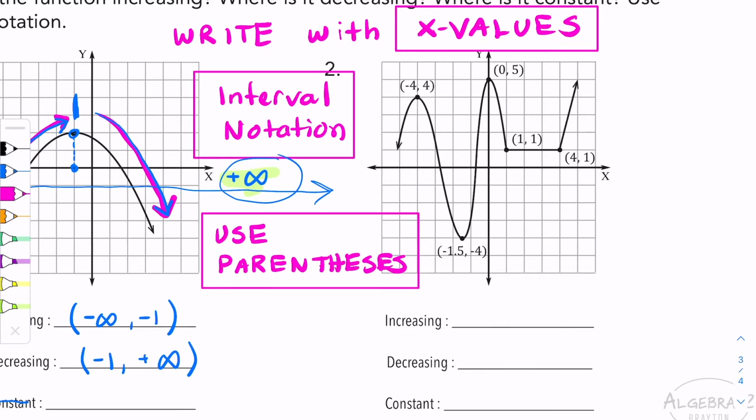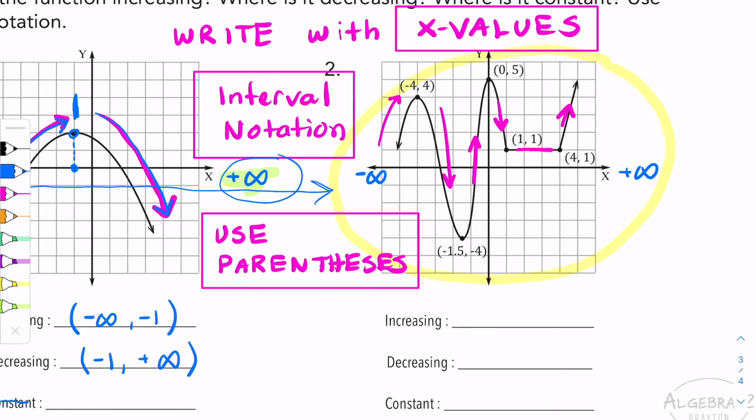Number 2. For number 2, the graph is heading up here, and then it's heading down, back up, down, constant, back up. We're looking at x values only, so we start at -infinity, we head all the way to +infinity. We have a lot of intervals happening in this graph, so you're going to have to use unions when you're listing them. And I like to just keep a running list going, so I start on the left and I just keep adding wherever I need to.